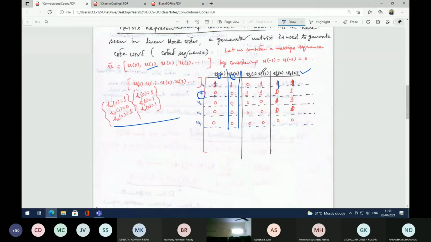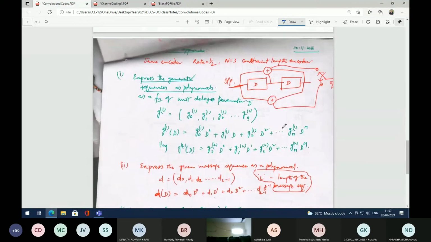That means I am writing two outputs at one place. This is the output at the 0 time, this is the first time, second time, and so on. Now the second one is another important thing.